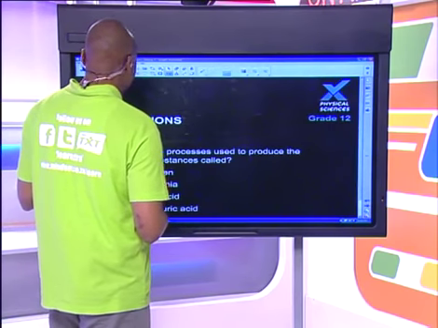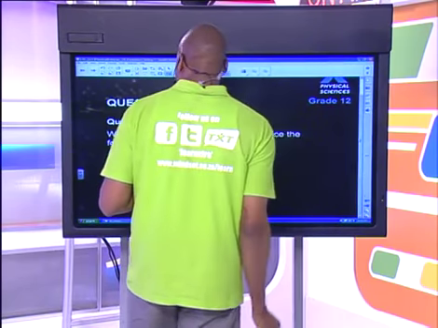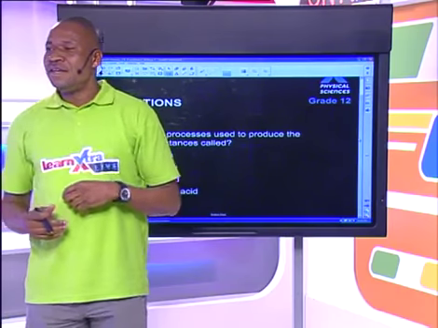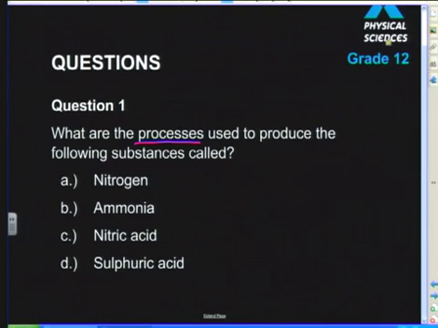Right? Let's come to questions now, and I think through these questions we'll be able to answer most of the questions that you are asking, including the one that Abednego asked earlier on. All right. What are the processes used to produce the following substances? What do we call them? When we are to produce nitrogen, capturing it from air, we use a process called fractional distillation. Okay? Fractional distillation.